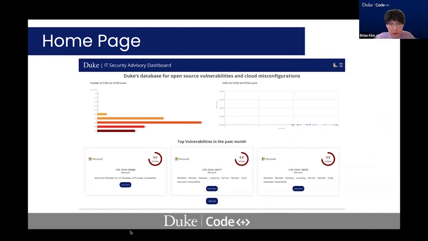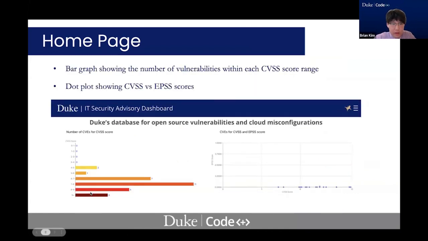Here's a quick overview of our homepage, and in the following slides, I'll talk about each component. On the homepage, there is a bar graph as well as a dot plot. The bar graph is showing the frequency of CVEs within each CVSS score, and the dot plot is showing the relationship between the CVSS score and the EPSS score for a particular vulnerability.